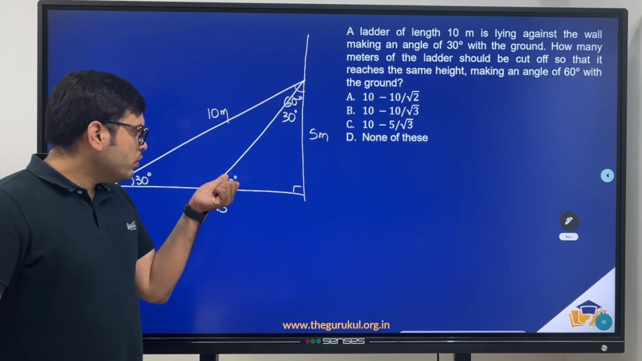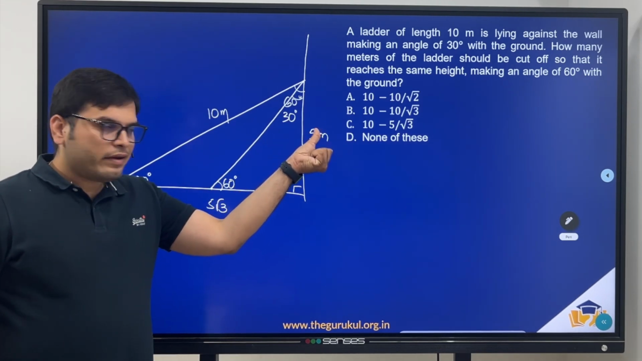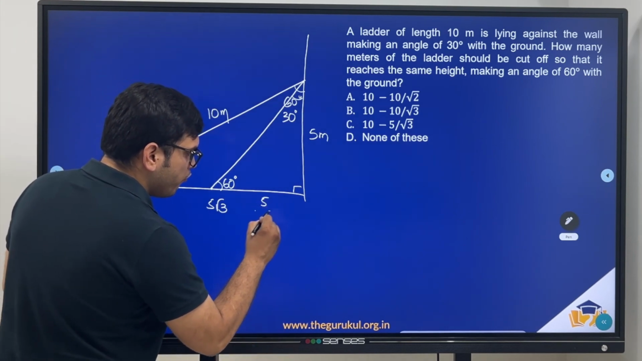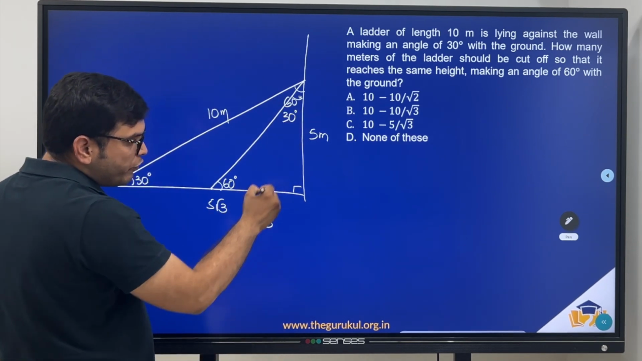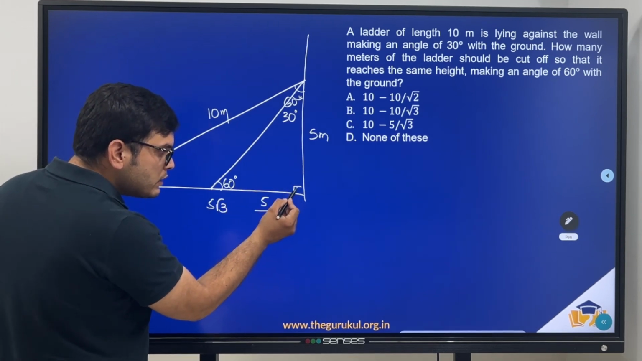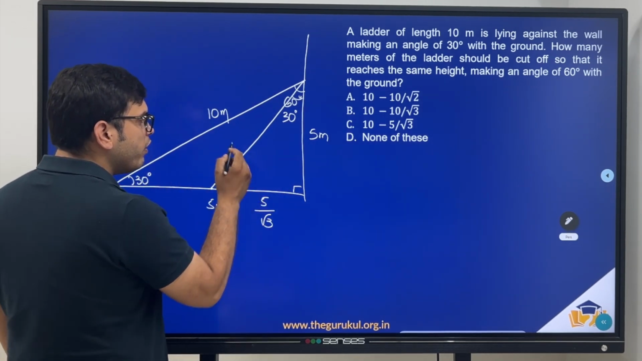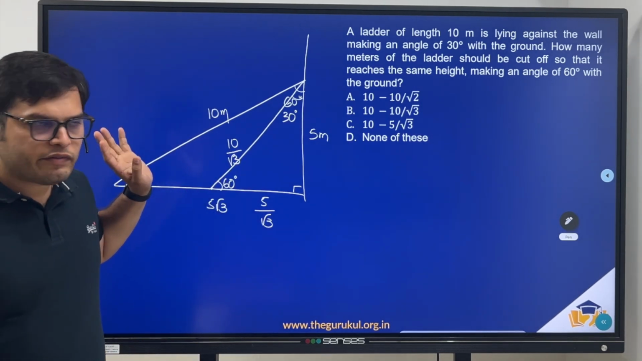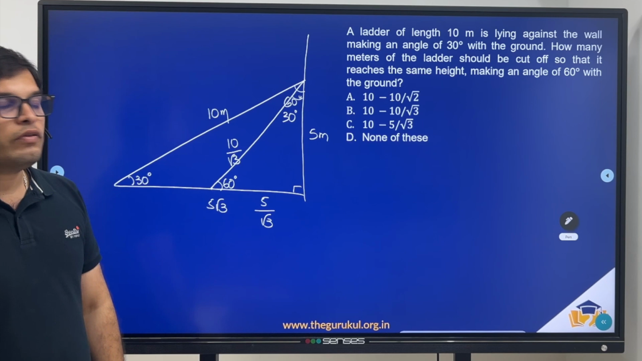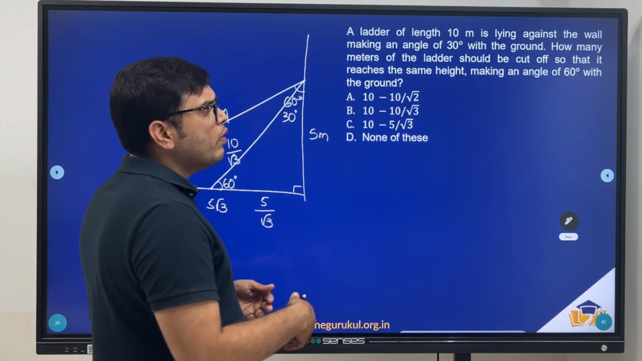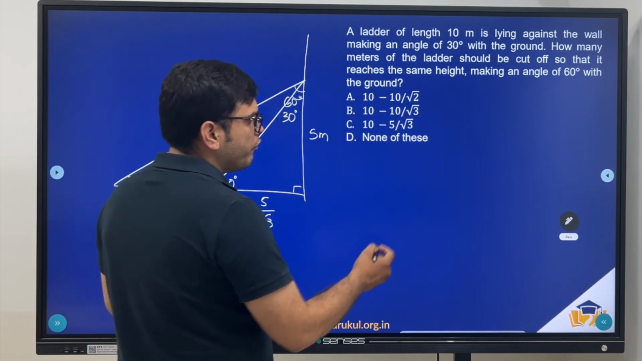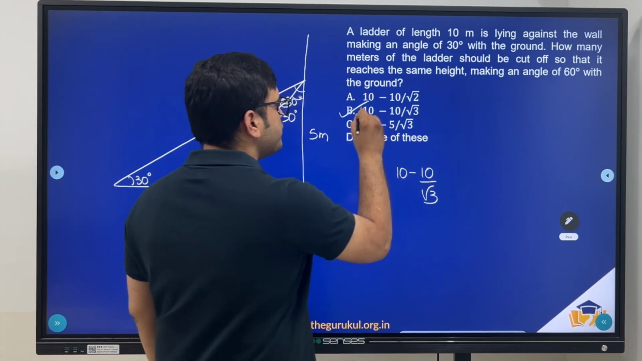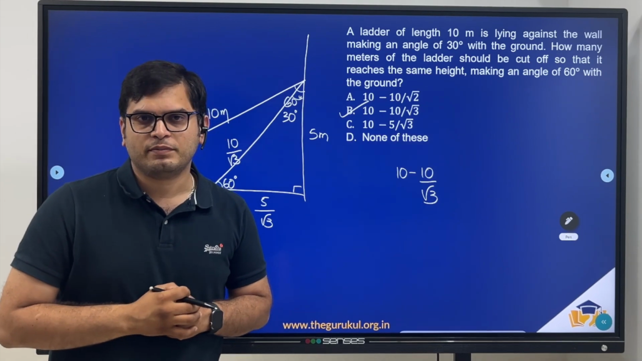Now the side opposite to 60 degrees is 5 meters, so the side opposite to 30 degrees would be 5 by root 3. If the side opposite to 30 degrees is 5 by root 3, the side opposite to 90 degrees would be twice that, 10 by root 3. Earlier the length of the ladder was 10 meters, now it should be 10 by root 3. So what length of the ladder should be cut off? 10 minus 10 by root 3. So option B should be the answer to this question.